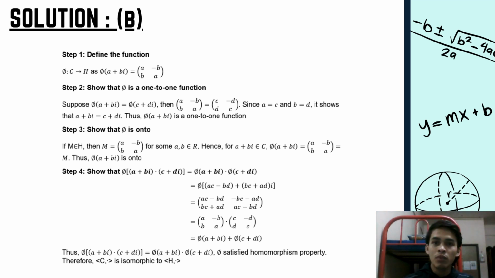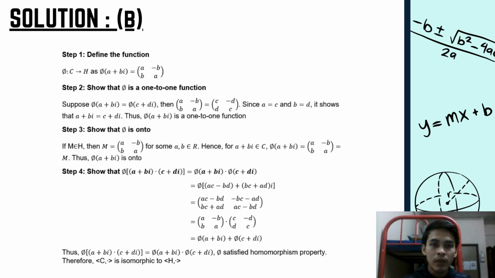Suppose phi(A plus BI) is equal to phi(C plus DI), then matrix [A, -B; B, A] is equal to [C, -D; D, C]. Since A is equal to C and B is equal to D, it shows that A plus BI is equal to C plus DI. Thus, phi is a one-to-one function. Okay, next, for step number 3, show that phi is onto.